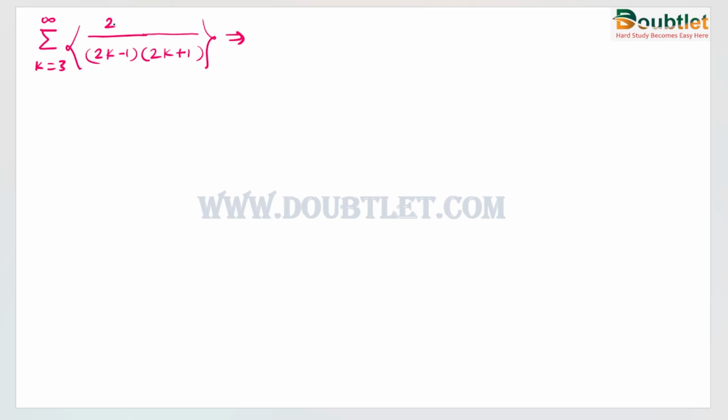So 2 is the constant, so we can take this out. Here we can use the partial decomposition method, or you can directly use your common sense also. Like if we have to write the 2 in the form of 2k minus 1 and 2k plus 1, let's suppose we write 2k plus 1 minus 2k minus 1. Then if we solve this, we will definitely get 2. And if we divide this by 2k minus 1 multiplied by 2k plus 1.